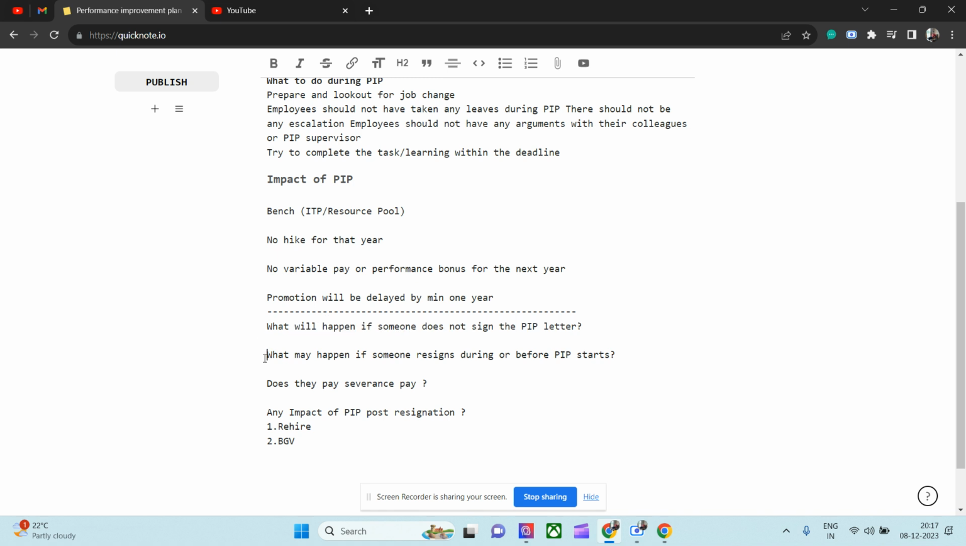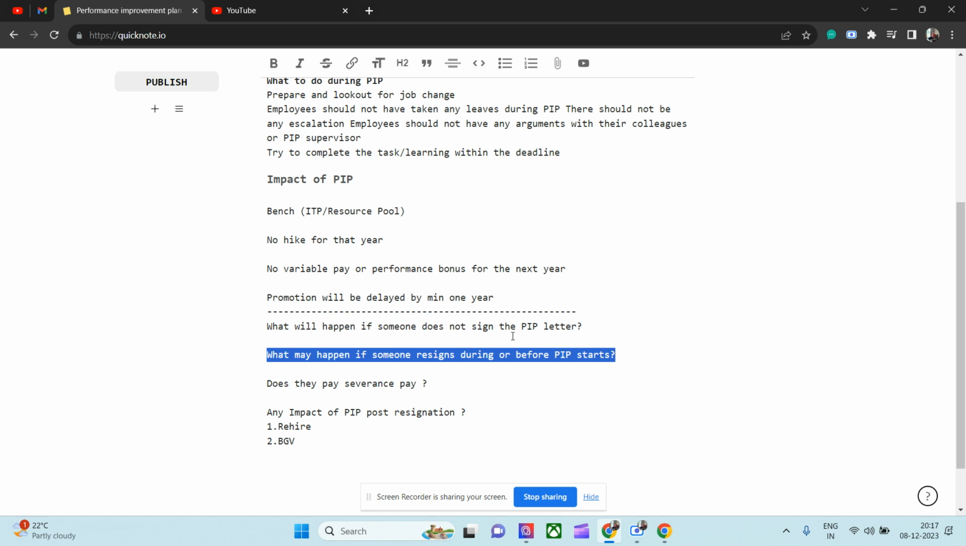Then the next question is: what may happen if someone resigns during the PIP process? Even if the PIP has started or not started, if a person got a low band or rating, and they resign in between or before, then the notice period doesn't come into play. The 3 months or 2 months notice period will not be imposed in that specific PIP case.